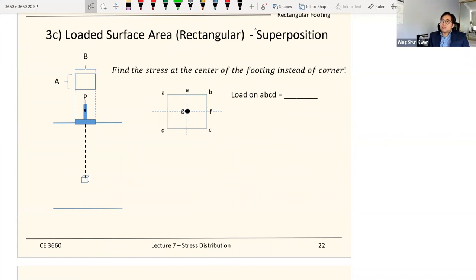And this is quite bothering, because as engineers, you want to find out the stress at the worst case scenario location, which is actually not the corner. The most interesting point for a given foundation of rectangular shape is at the center, not at the corner. But because of the compatibility of the dimensions and so forth, the corner is the easiest way to find the closed form solutions.